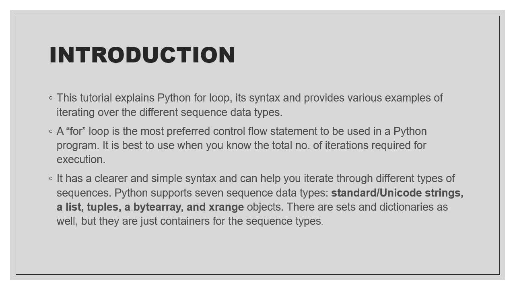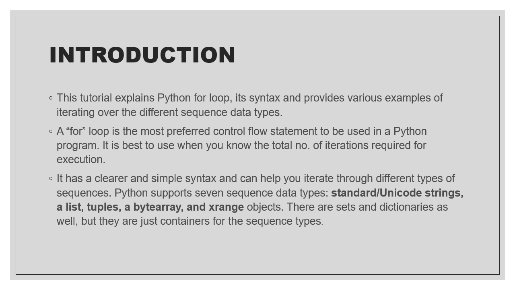Introduction. This tutorial explains Python for loop, its syntax, and provides various examples of iterating over different sequence data types. A for loop is the most preferred control flow statement to be used in a Python program. It is best to use when you know the total number of iterations required for execution. It has a clear and simple syntax and can help you iterate through different types of sequences.